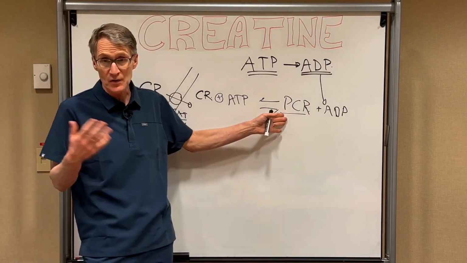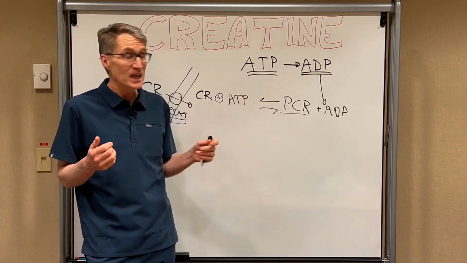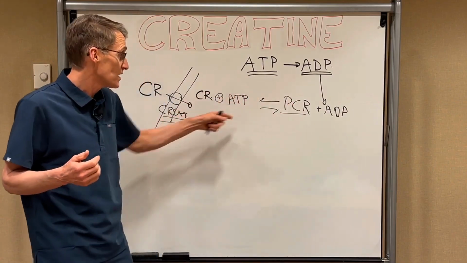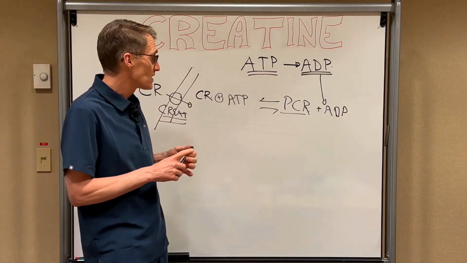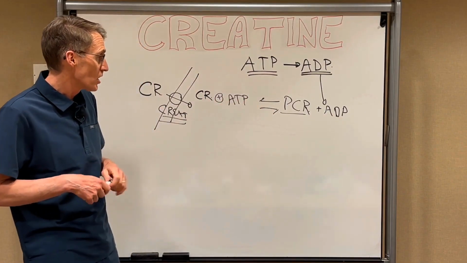So a lot of sprinters, for example, 100-meter sprinters, were taking this to increase phosphocreatine, and that's the reason, so that under anaerobic, meaning no oxygen conditions, when you first start sprinting, we could buffer that energy charge.